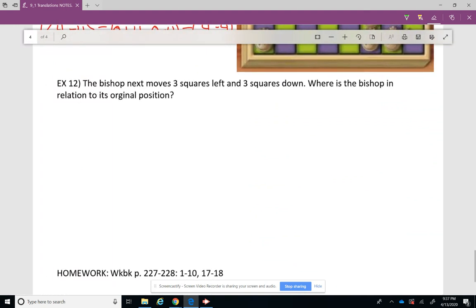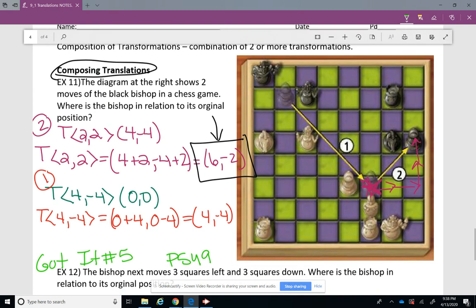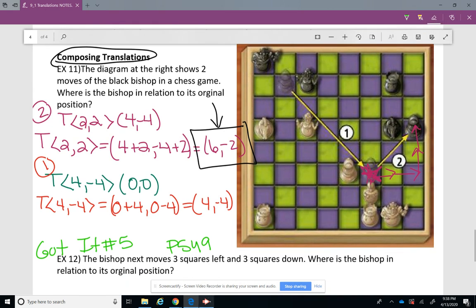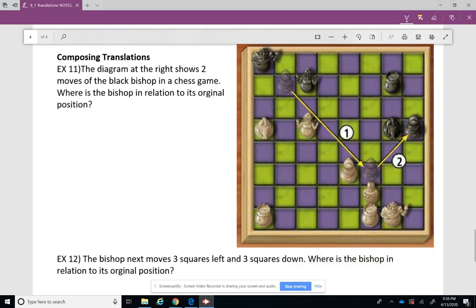Example number 12 is actually the got it problem. It's from page 549, and it's the got it problem number 5. Okay? So I'm going to erase a little bit. Let me pause. All right, I'm back. Just had to erase a little bit because I'm going to do it up here so we can still see the same picture. We're done with example 11, and we're doing the example 12, which is the got it problem number 5 on page 549.